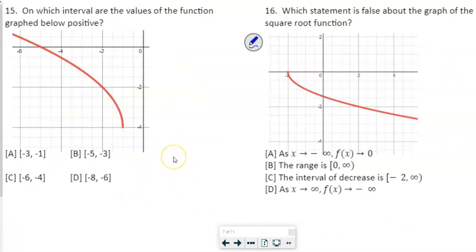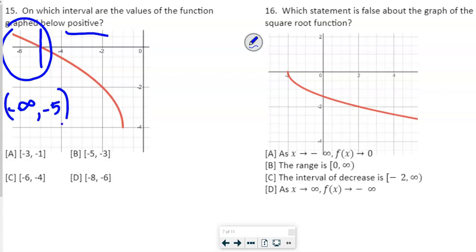All right, so on which interval are the values of the function graphed below positive? Okay, so right there is where the graph transitions from being positive to negative. So if this is positive, we're looking for something that's over here, okay? So we want to look at something from negative infinity to negative 5. That's where we're looking for our numbers that are positive, so any group of numbers that's within that frame.